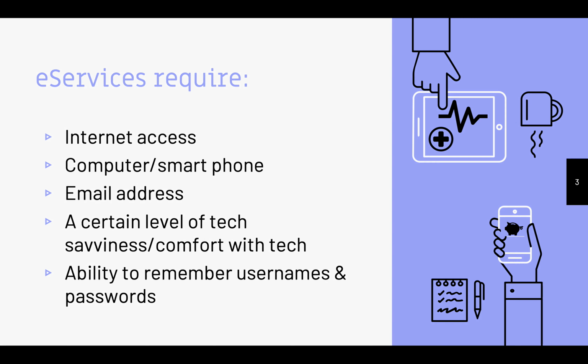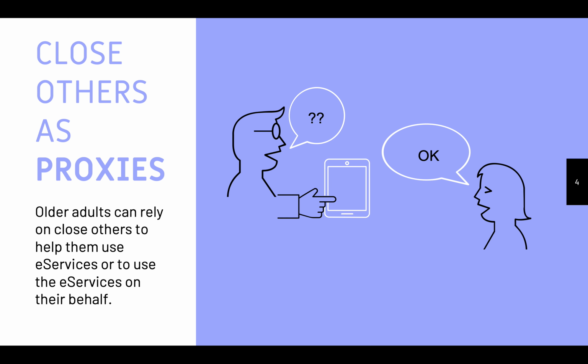you sign up for. So some older adults may struggle with some of those requirements, and that may mean that they rely on some close others, such as family members or close friends, to help them use e-services, or even in some cases to have those close others use the e-services on their behalf.